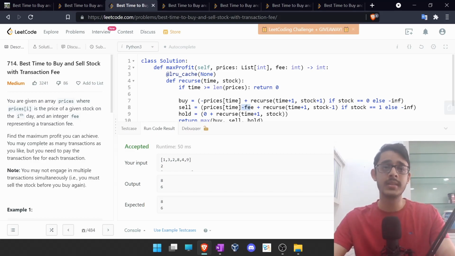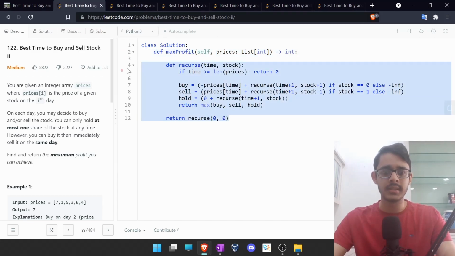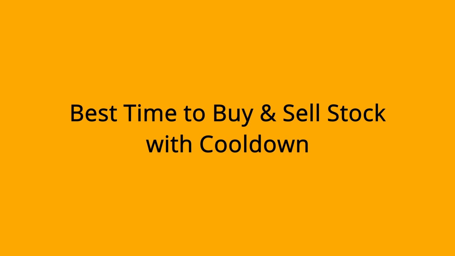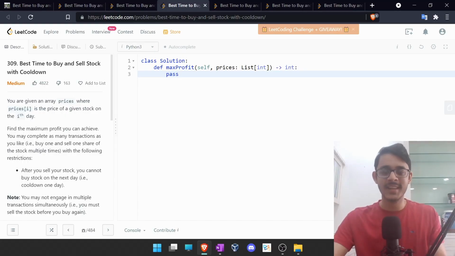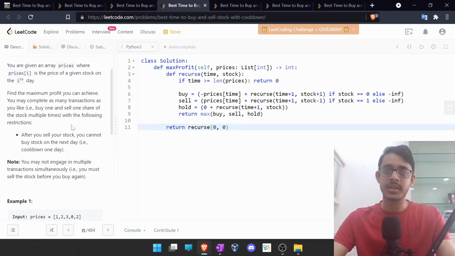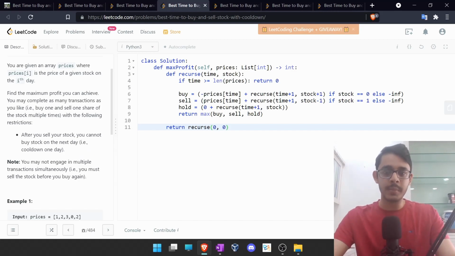Okay, it's going to get crazier, by the way. I'm going to copy paste this again. Sorry, I'm going to take this again. And now we're going to solve best time to buy and sell stock with cooldown as well. Look at how simple life gets. So the only constraint here is that after you sell your stock, you cannot buy the same stock the next day, which means that there is some amount of cooldown time hidden here.